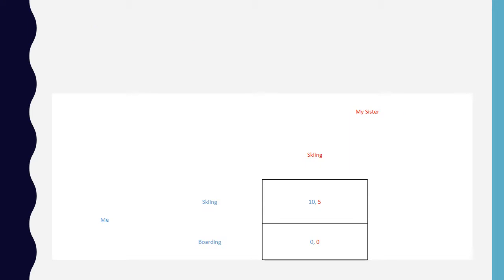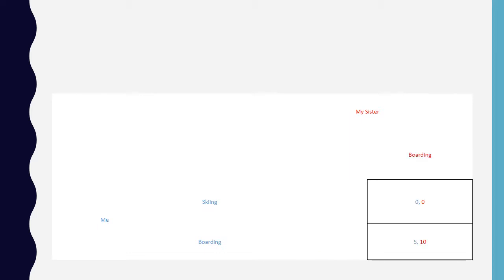We're going to start by looking at my actions. Assuming I know my sister will go skiing, I'll also choose to go skiing, since 10 is a higher payoff than 0. However, if I know my sister will go boarding, I'll also go boarding, seeing as 5 is a higher payoff than 0. So the action I pick will depend on what action my sister chooses. Neither of the actions that I can choose dominates the other.